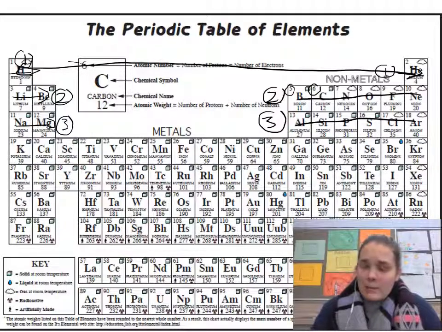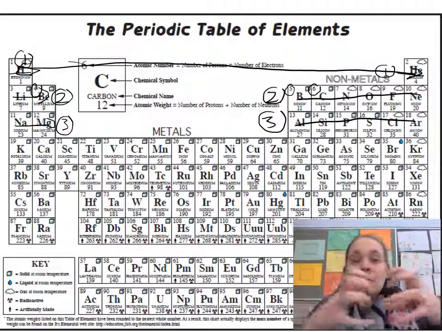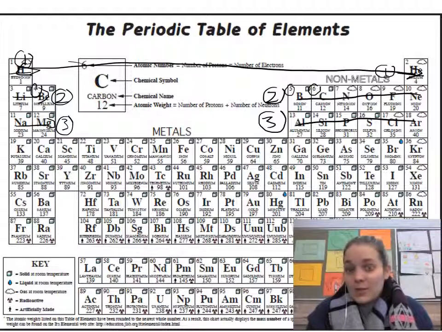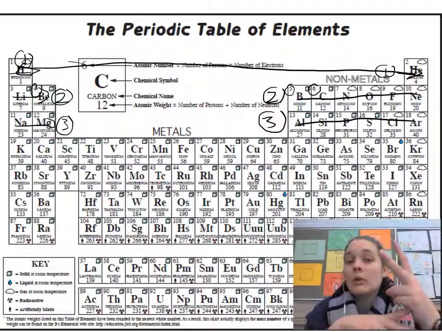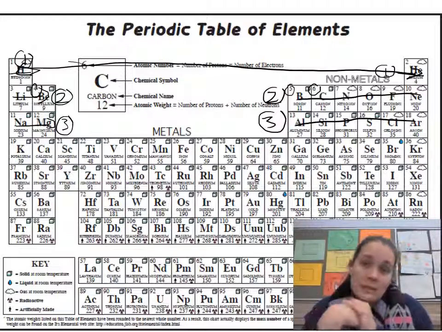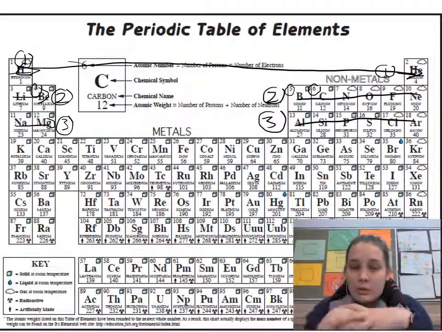But if I'm looking at something like beryllium over here with 4, it needs to fill the first shell and then fill the second shell. So it will put 2 into the first, 4 minus 2 leaves me with 2 more left. So I'd put 2 electrons into the second shell. And then it just goes on and follows the same pattern.